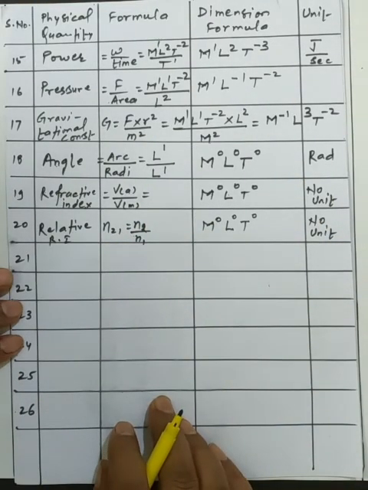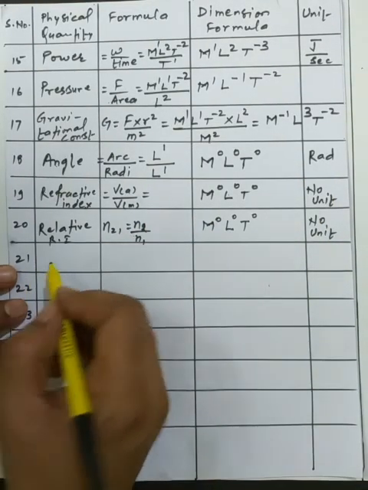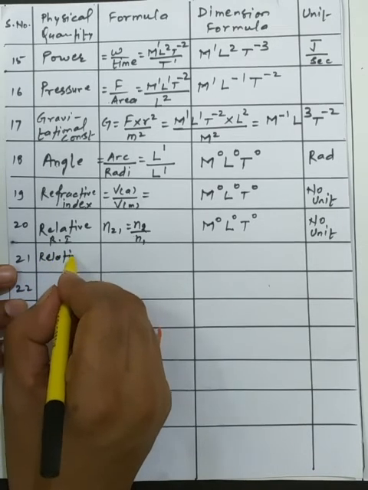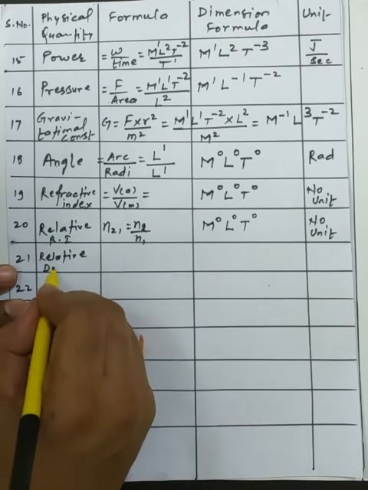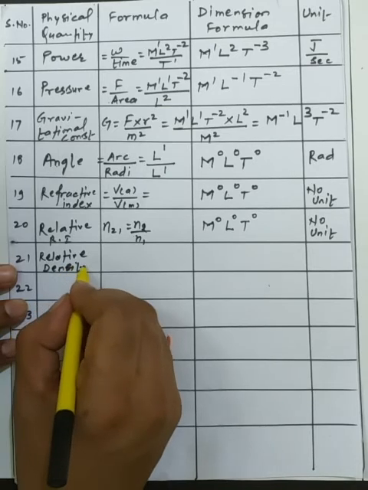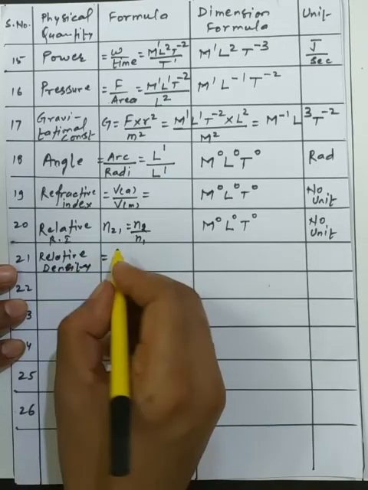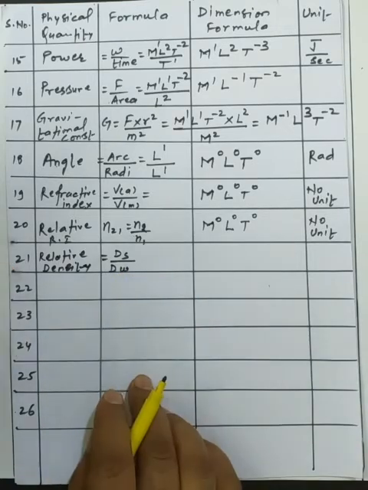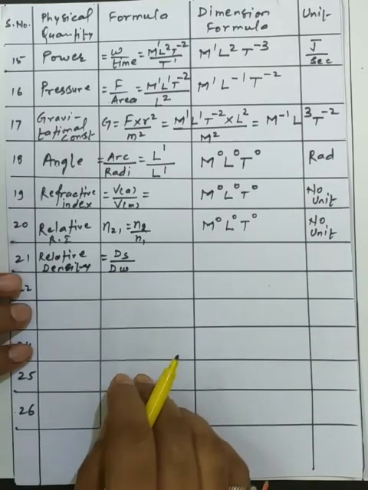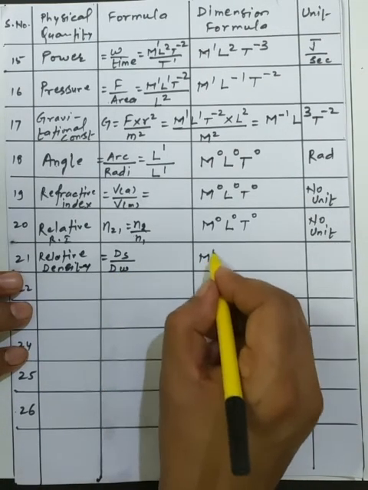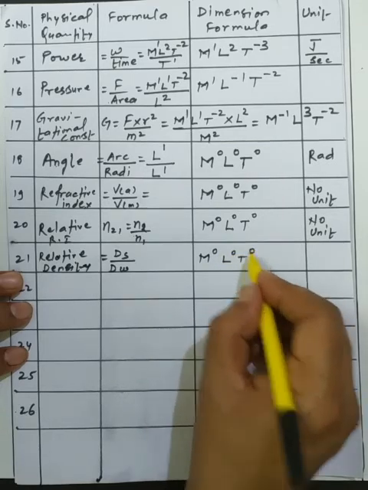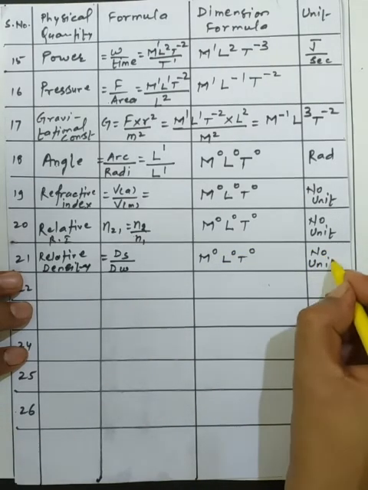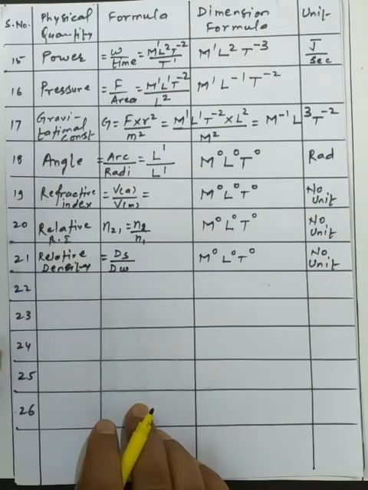Now in the ninth class we have taken the relative density. What is the formula? The density of the substance to the density of the water. So there is no concern of unit. Finalizing, we can write M0, L0 and T0, and it doesn't have a unit either. No unit. This is simply another set of quantities.